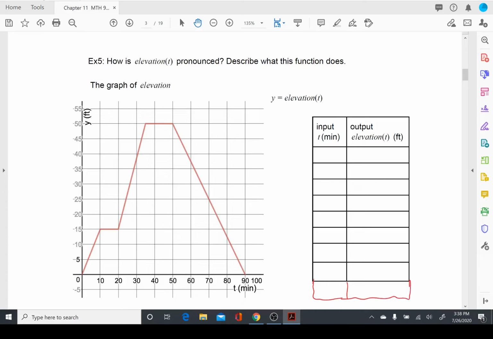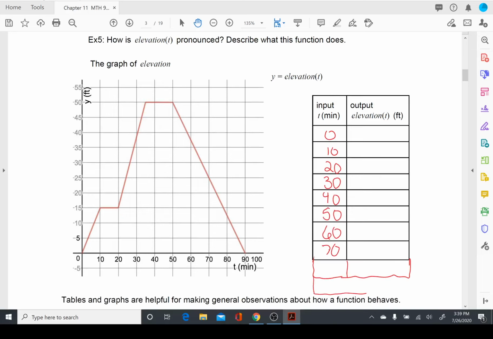Okay, so I'm going to say at time 0, time 10, 20, 30, and so forth. Apparently I can't count. I had to add 2 boxes. If you wanted to skip a few, that's fine. What is the output elevation? At 0, it was 0. At 10, it was 15. And I am just reading these points. X was 0 at 0, and the height, our elevation, was 0. Then our height became 15.